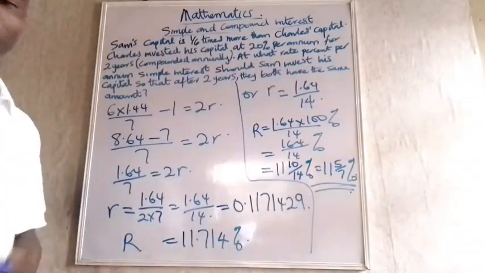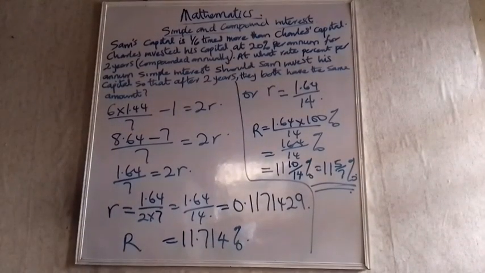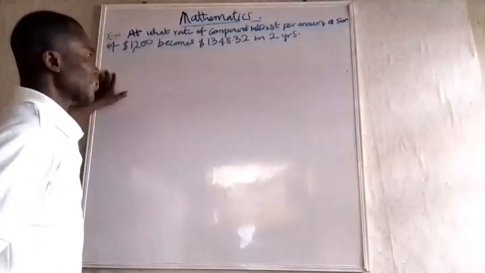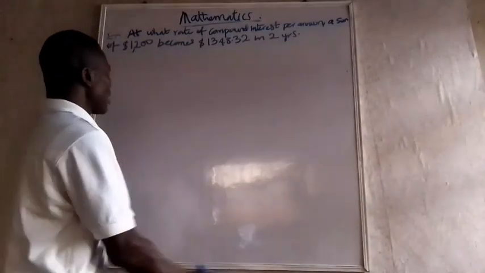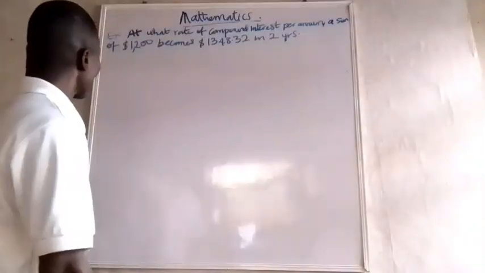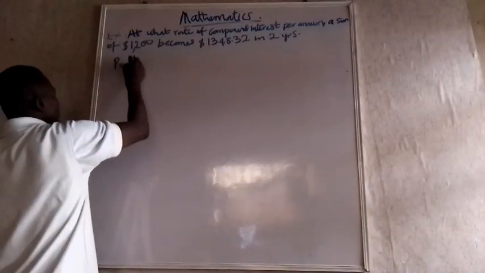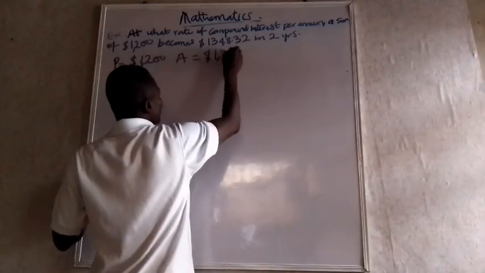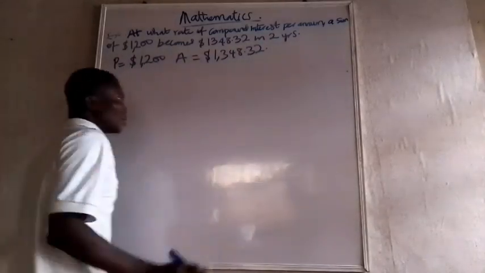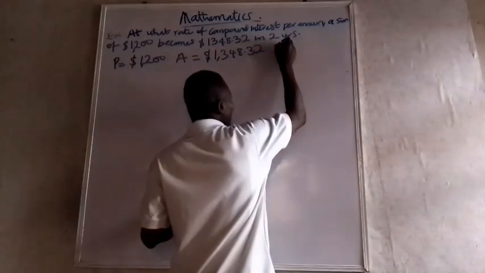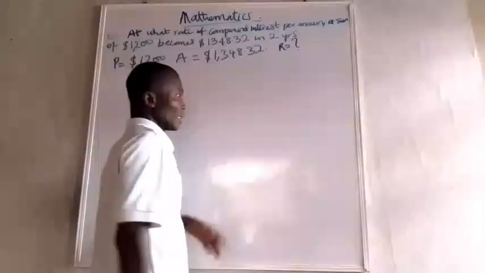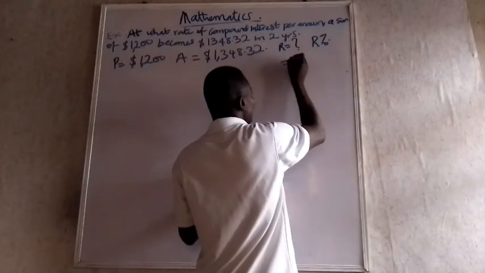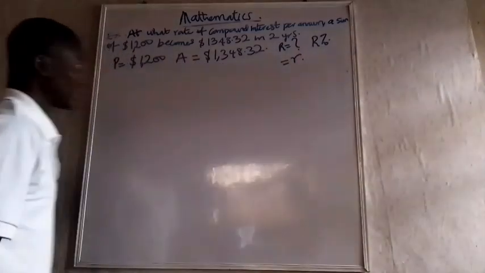So now we have this. At what rate of compound interest per annum does a sum of $1,200 become $1,348.32 in 2 years? So you know that P is 1,200, A is 1,348.32. The R is what we need to calculate. You know, R is in percentage, so I always like to make it simple R, that is just a fraction.